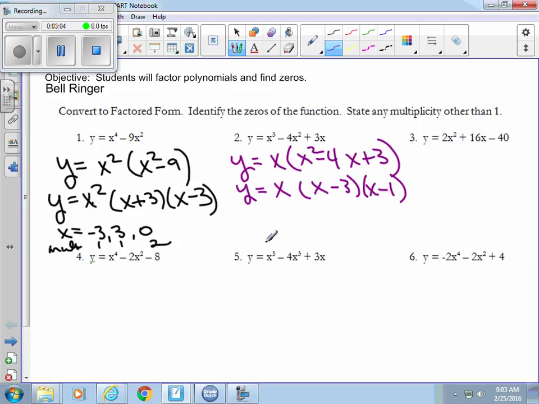Any questions about that? What are the zeros? Good. 0, 1, and 3. Again, I'm going to ask where the 0 comes from? The x in front. They all have multiplicities of 1. Do we agree?